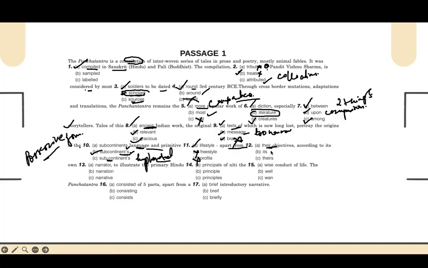Their objective. Why their objective? Because it is a possessive pronoun. Their is used for plural sense. Theirs is incorrect in this structure. Apart from their objective, or you can also write its objective. Both can be correct here.